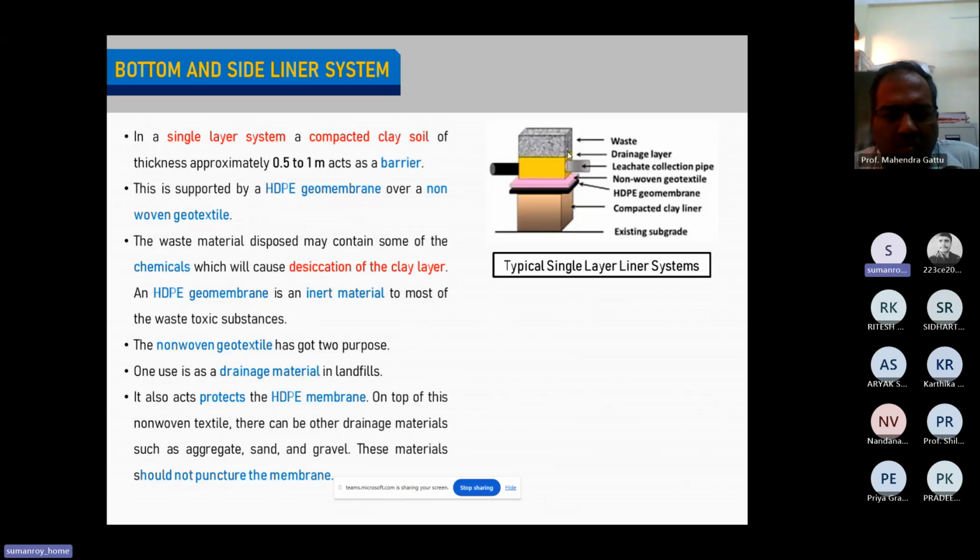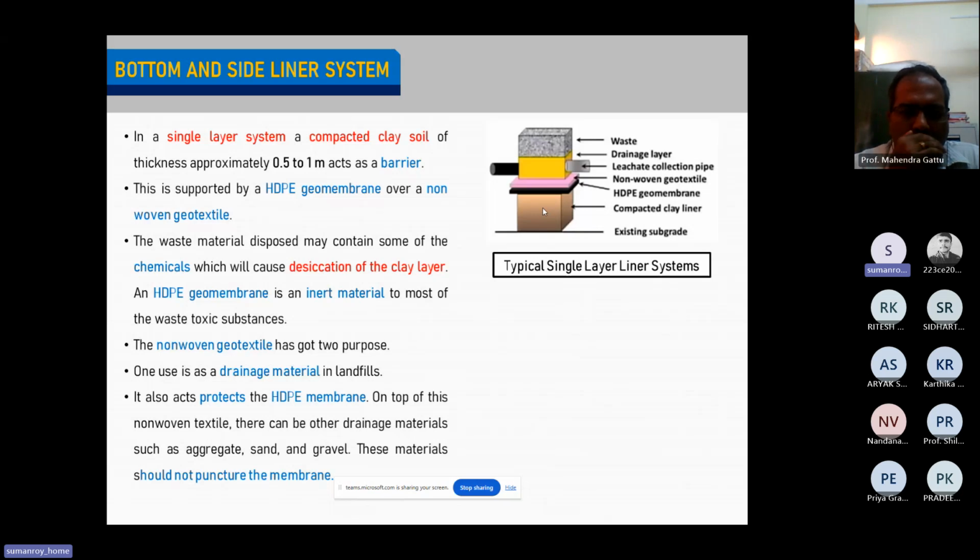Okay, so if the geomembrane gets perforated, then the leachate will directly flow through this waste and come in contact with the clay liner, which will cause desiccation. And once it gets desiccated, cracks will come in the clay liner. And when cracks come in the clay liner, the purpose of the clay liner is also lost. So all the leachate will flow down to the groundwater. So that is why this double protection system is enabled.